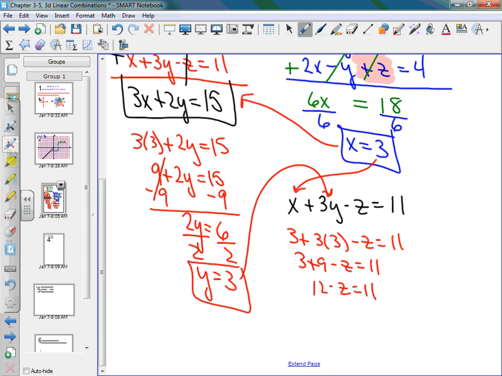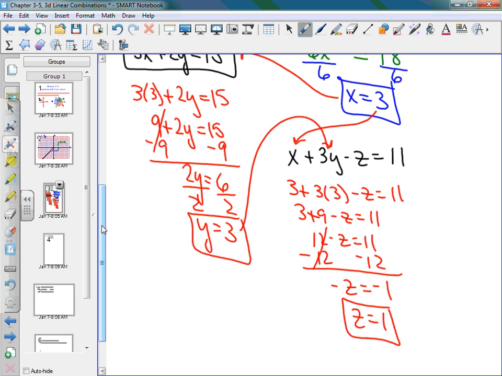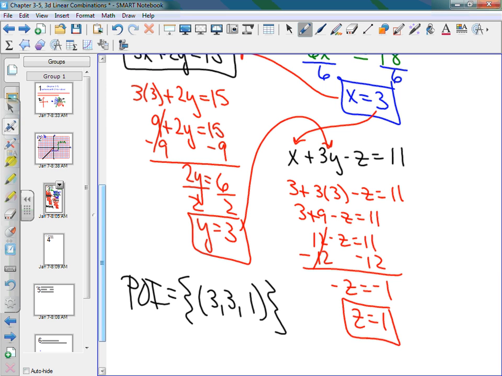Now what? Subtract the 12. Negative z is equal to negative 1. The z is equal to positive 1. Yep. So my point of intersection, 3, 3, 1. I'm very proud. Do we understand that?